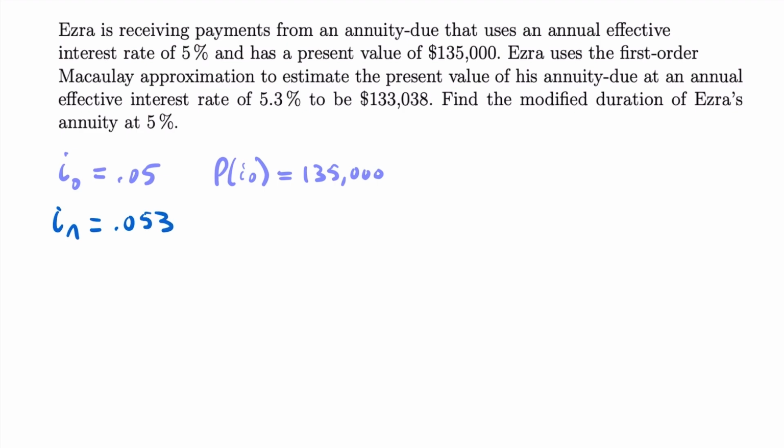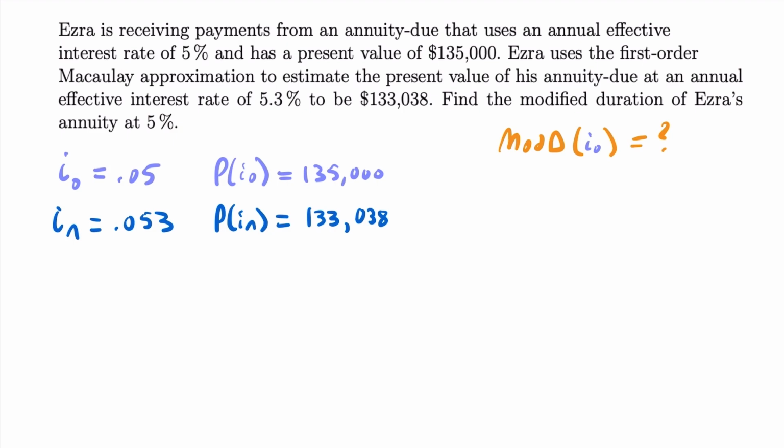And the new price, or the new estimated price, I should say, P of I sub n is equal to $133,038. Now, what we don't know in this problem is the modified duration. That's what we want to find. Okay, so we want to calculate the modified duration, or the mod D, at the original interest rate of I naught, right? We want to find it at 5%, which is the original interest rate. That's what we don't know in this problem. That's what we need to find.